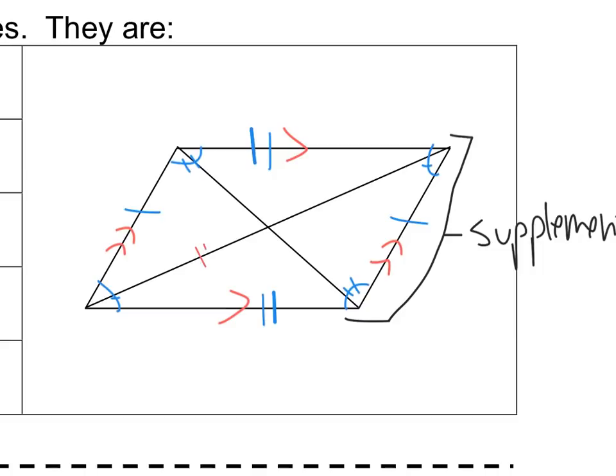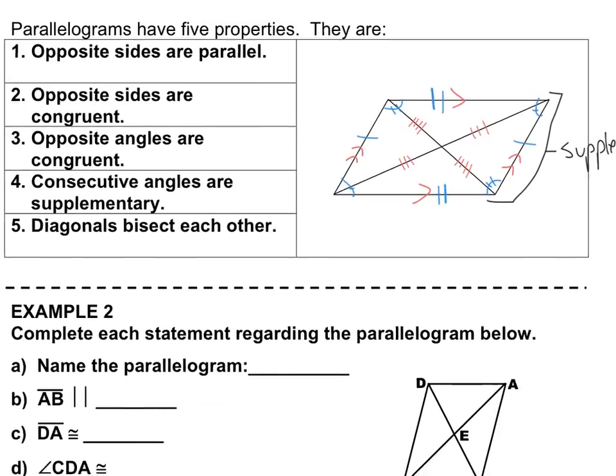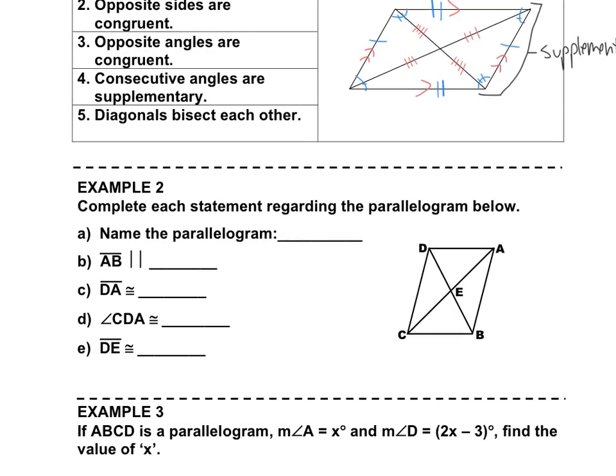Which would mean this piece right here is congruent to this piece, and this piece right here is congruent to that piece. Now, that's a lot of stuff, and you absolutely have to know it. That's how we're going to answer the questions that are about to happen. So let's look at example 2. It says, complete each statement regarding the parallelogram below.